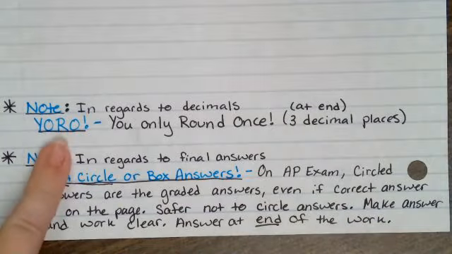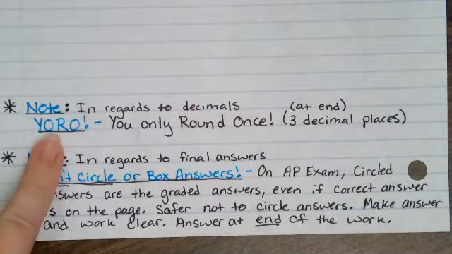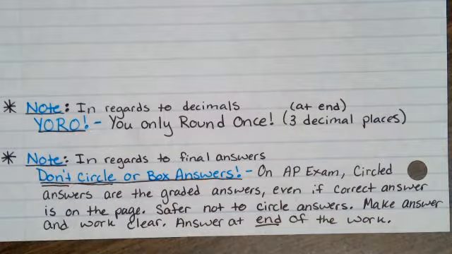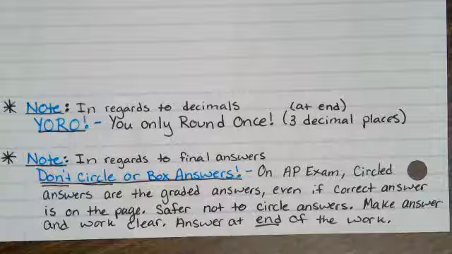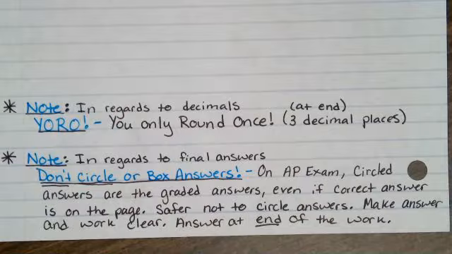There's a fun little phrase that a lot of people are using, saying YOLO. Instead of you only live once, this is you only round once. In regards to decimals, guys, if you are supposed to be getting a decimal answer, you only round once, and it should be at the end of the problem to 3 decimal places, okay? If you have to round a decimal, you round it one time at the very end and put it in 3 decimal places. If that's not done, it will be counted wrong, all right?